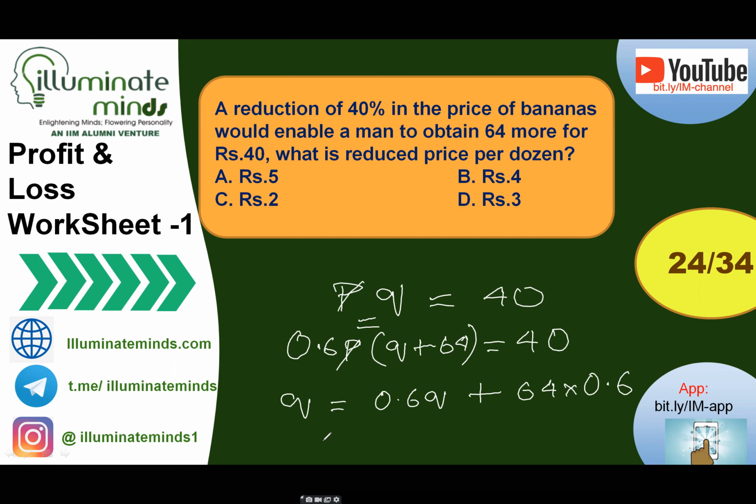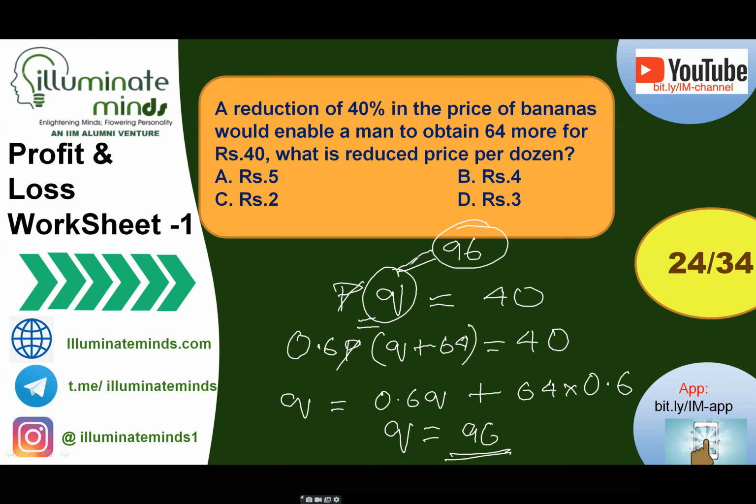Right? So my Q will come out to be equal to how much? 64 into 0.6 divided by 0.4. That will be equal to 96. So Q comes out to be 96. So 96 is the quantity that he used to purchase earlier. And if I talk in terms of dozens, how much dozen will that be?